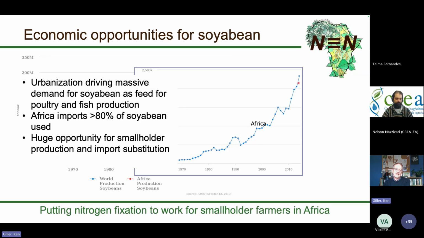And urbanization is driving a massive demand for soybean as a feed, particularly for poultry and fish production. Yet Africa's importing 80% of its soybean. So there's a huge opportunity there for smallholders and for the substitution of imports.